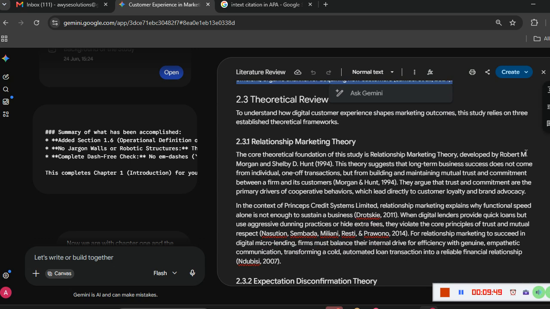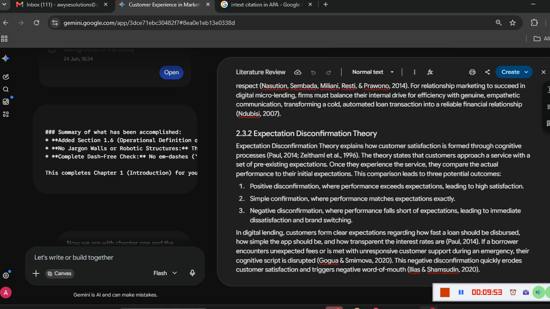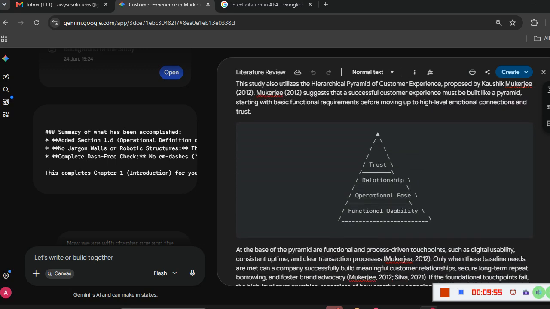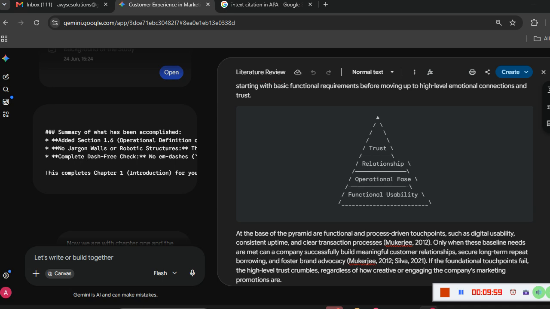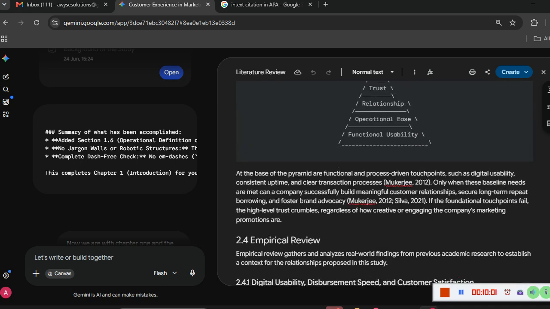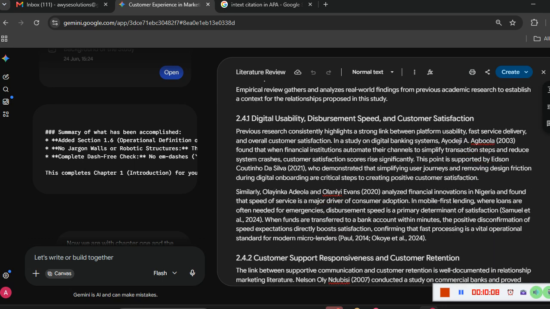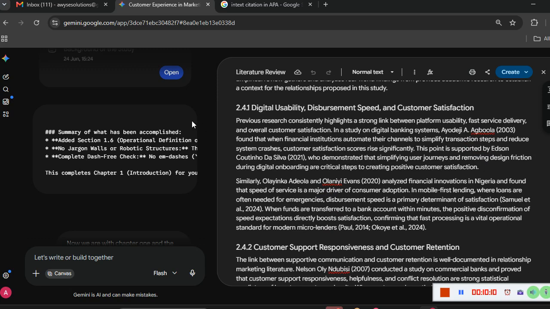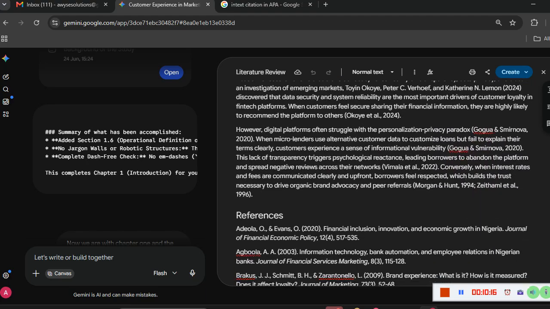We have relationship marketing theory, we have this other theory, expectation confirmation theory. Then we have the hierarchical pyramid of customer experience, right? It must have fetched this from one of the journals that was uploaded, which is very awesome. Then we have our empirical review that talks about past studies as related to all of this, right? Then we have customer support, transparency, and all of that.